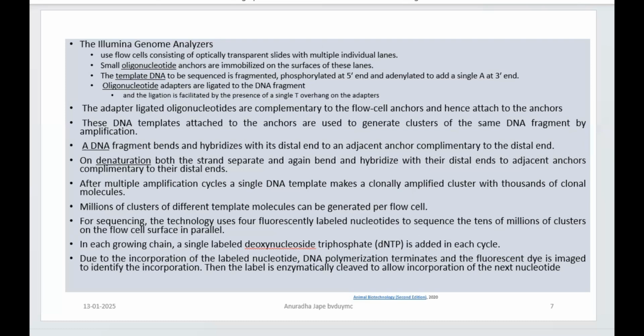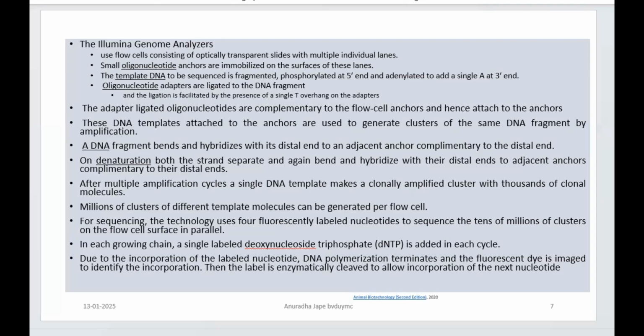a glass-like small slide with lanes in it, where anchors are there which are going to act as hooks. To that you are going to add the DNA, but not the entire DNA at a time. You have fragmented it into fragments. At 5 prime you have added phosphate, at 3 prime you have added adenine, so now you have an adenylated and phosphorylated fragment. To that you are going to add adapters, and the adapters are going to have T overhangs. All right. Now the adapter-ligated oligonucleotides are ready with you, right?